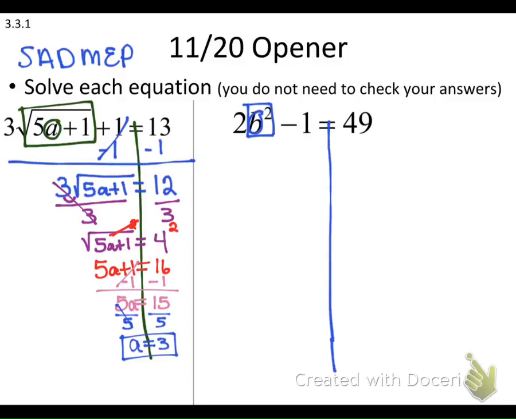The reason why it wouldn't be 2b squared, the reason why the 2 isn't being squared with that b is because it's not in parentheses. So just the b is being squared here. Now, the whole reason why we box the square is because we want to get the square by itself. So you have to get rid of the 2 and the minus 1. You're going to use order of operations backwards, which is SADMAP, to get the square by itself. So the first number that you're going to get rid of is the minus 1.